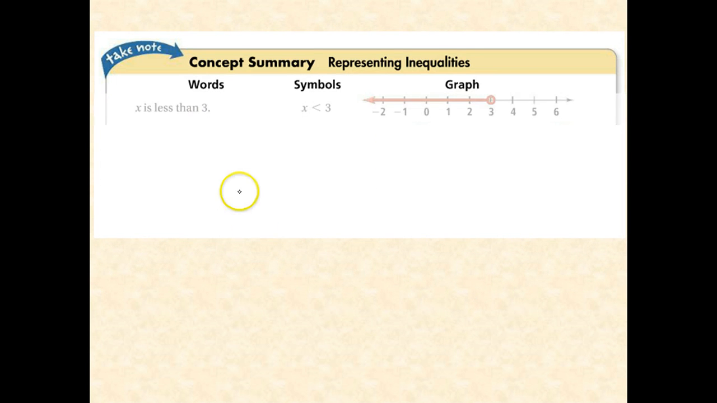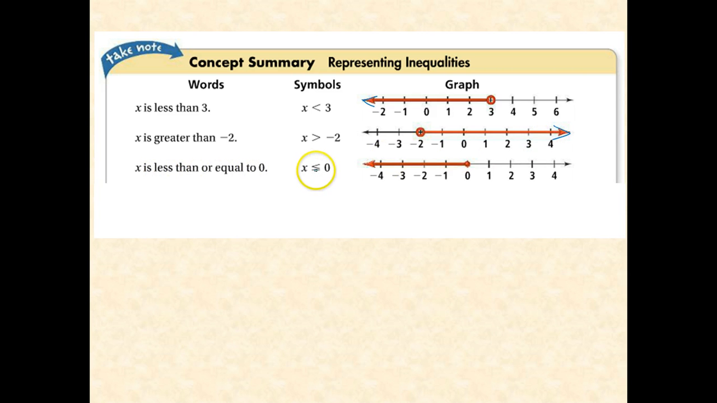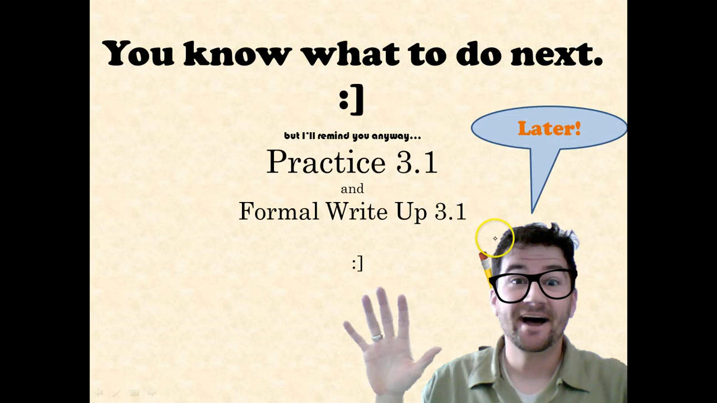So here is a summary. X is less than 3, looks like this, and the graph is open circle at 3 and everything to the left. Gives you the less than sign. X is greater than -2. Start at -2 with an open circle and go to the right for greater than. X is less than or equal to 0, solid circle at 0, less than is to the left. X is greater than or equal to 1, solid circle at 1, and greater than is to the right. And that's the lesson, and I'll talk to you later.